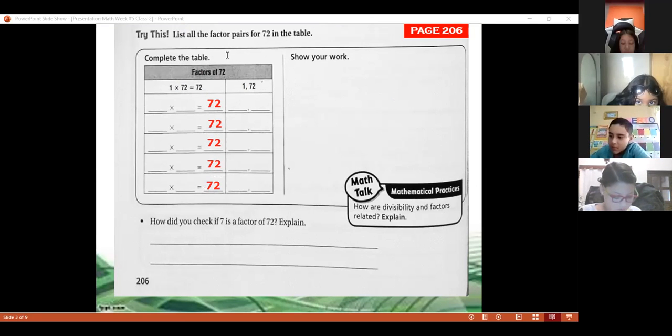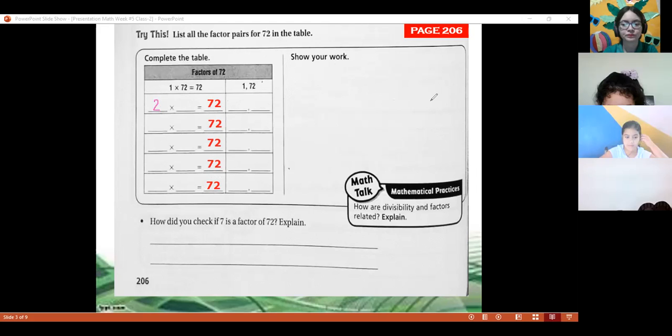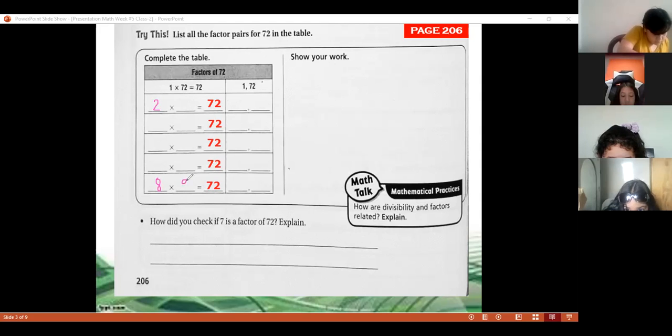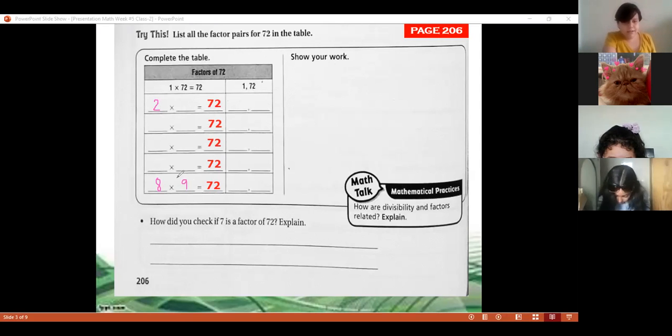For example, let's see number 2. Can we multiply 2 by one number to get 72? No. 8 times 9, 72. That's right. I'm going to write that one here. 8 times 9 equals 72. Perfect. And 9 times 8 is the same. So the factors are 8 and 9 because 8 times 9 is 72.